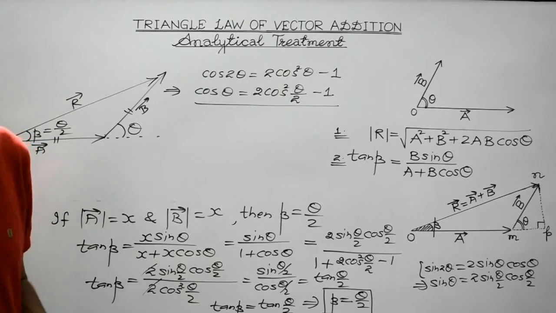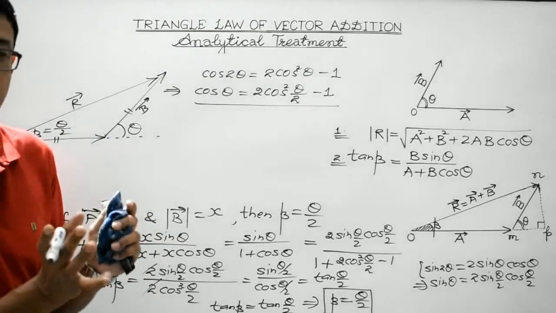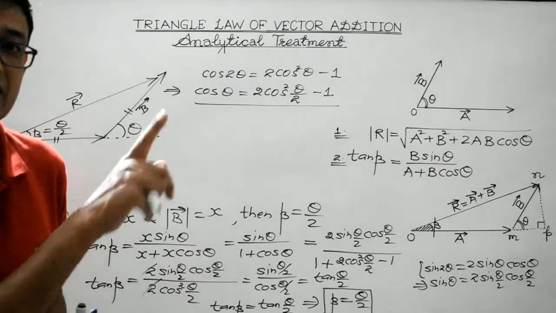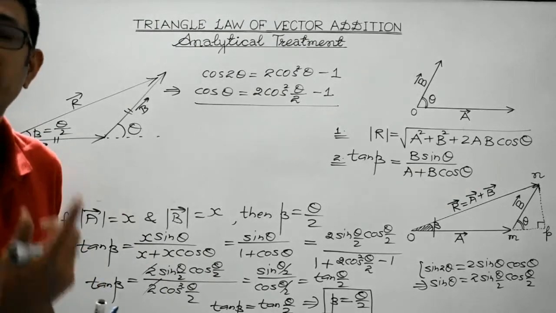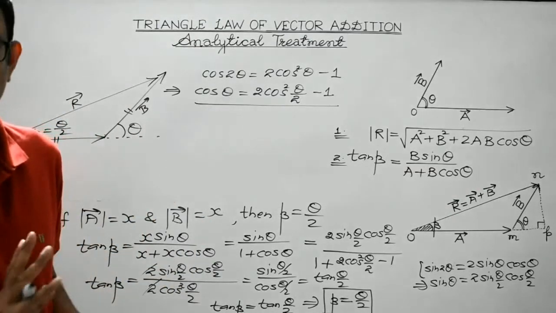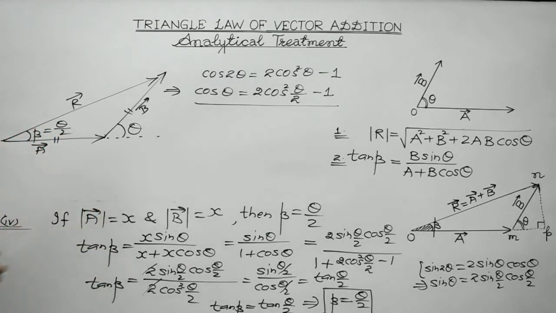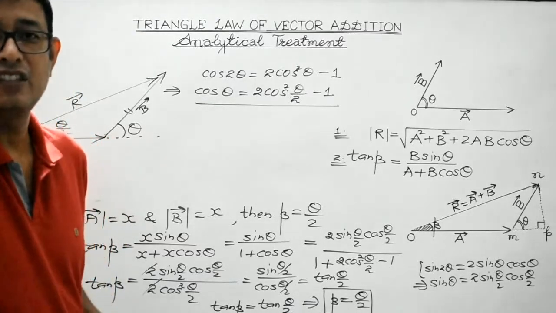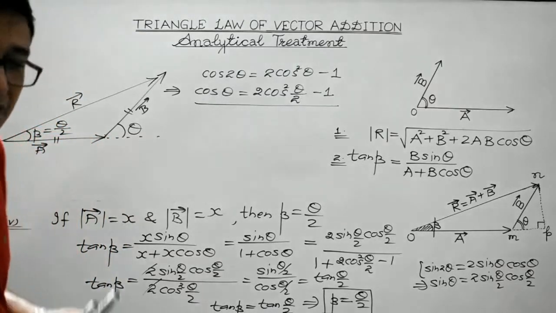Right? So if the two vectors are of equal magnitude and inclined at an angle 60 degrees, say, then the resultant will bisect the angle between them. That is, the resultant will make an angle of 30 degrees with either of the two vectors. Understood, student? So this was case 4. Now let's concentrate on a very important result which we'll discuss in case 5.